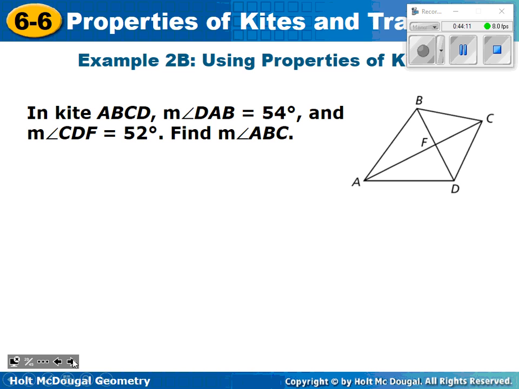Okay, same picture, same problem, but this time they want angle ABC. Did I mess it up? Let's see. A, B, yep, it's not letting me write. Sorry, go ahead and see if you can figure it out. Let me shut this down and start it back up because I messed it up.